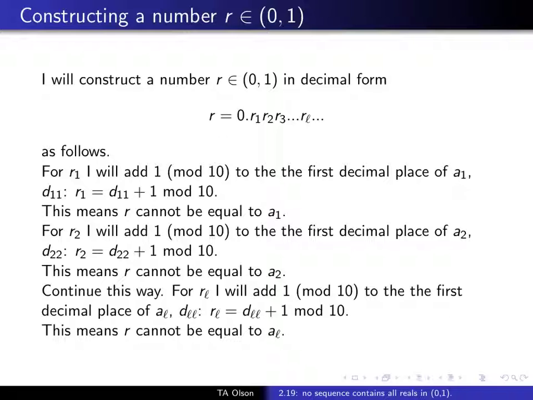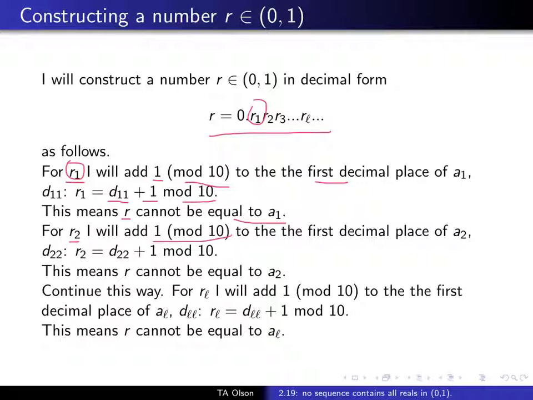All right, so now I'm going to construct a number in decimal form as follows. For the first decimal place, r1, I'm going to add 1 mod 10 to the first decimal place of a1. The first decimal place of a1 is d11. I'm going to add 1 to it mod 10. What this means is that r differs from a1 in the first decimal place. Therefore, it can't be equal to a1. So r is not the first term in the sequence.